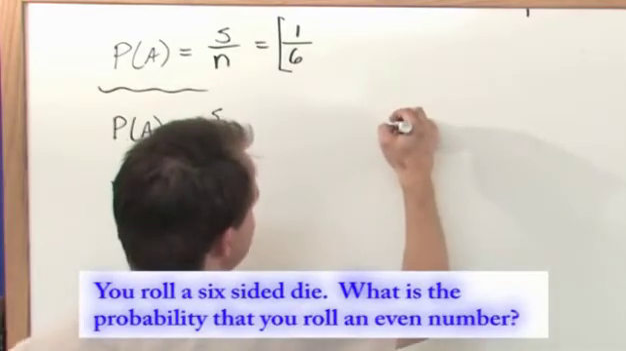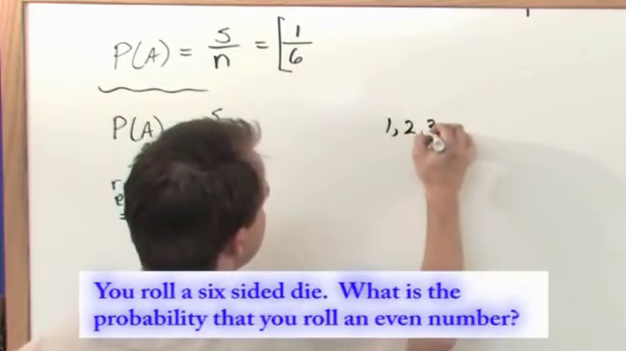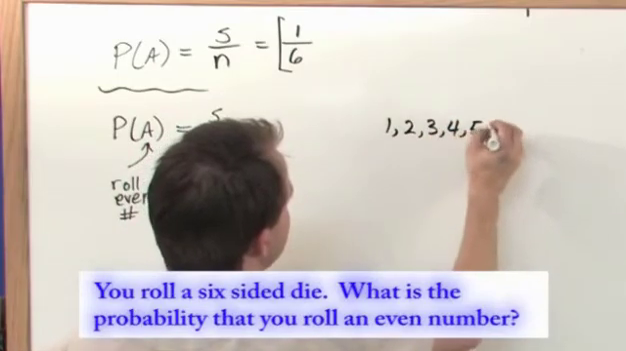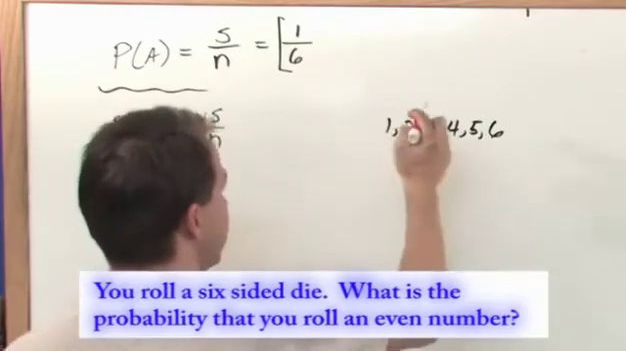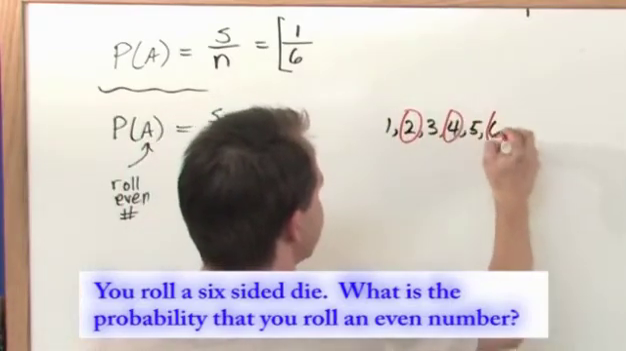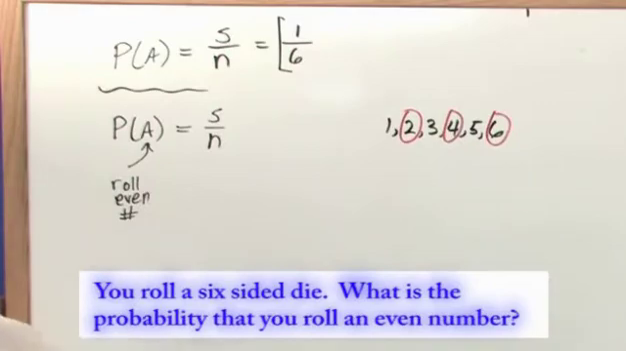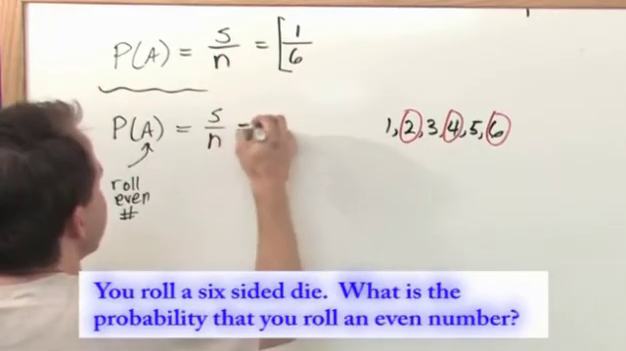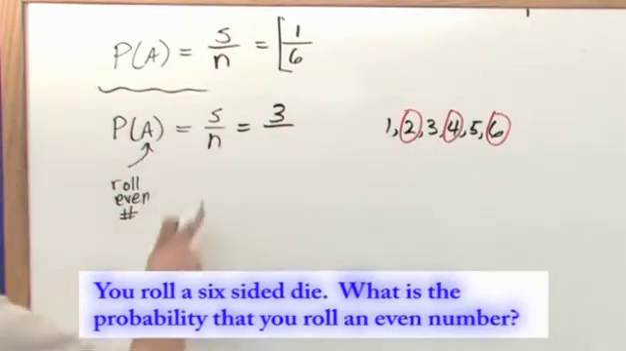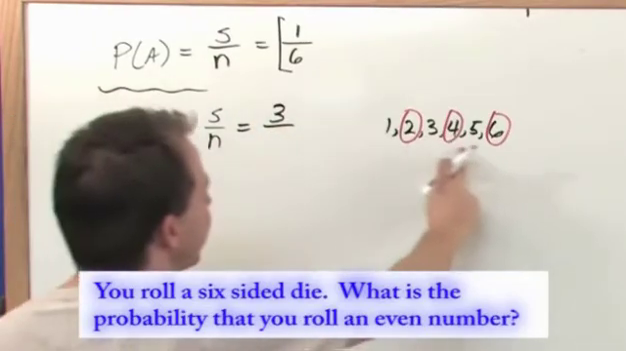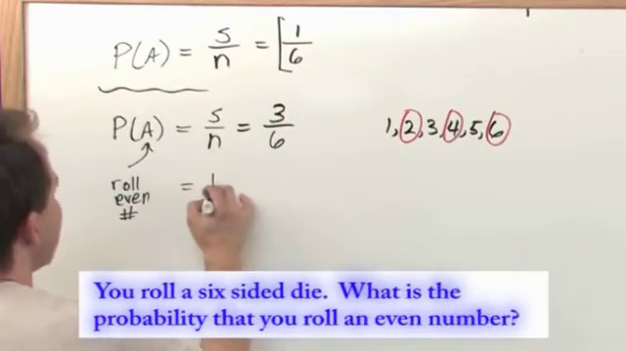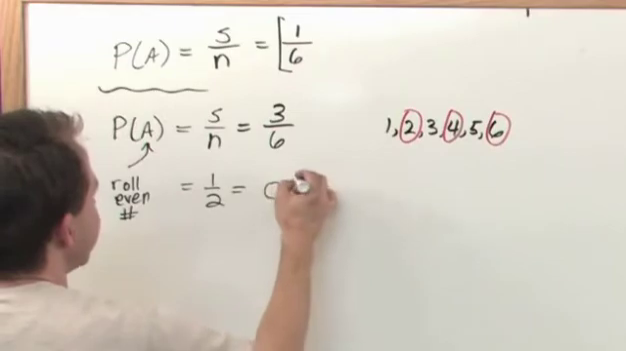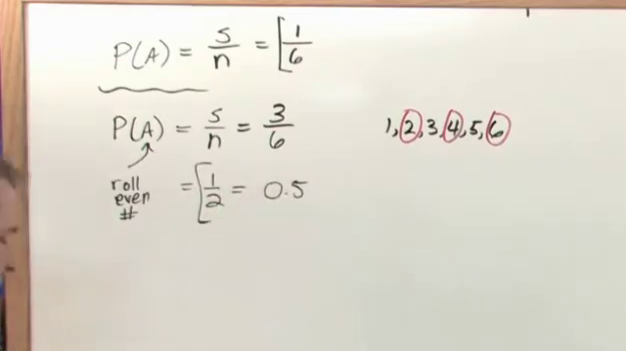Now let me ask you this. On a die, the numbers are 1, 2, 3, 4, 5, and 6. Those are the only numbers on there. Which ones are the even ones? 2 is even, 4 is even, and 6 is even. So if I roll this die, the total number of ways that my success can happen is 3 ways. And the total number of outcomes is the total number of ways the die can land, which is 6 ways. 3 divided by 6 is 1/2, which is 0.5. So the probability is 1/2. And that kind of makes sense.